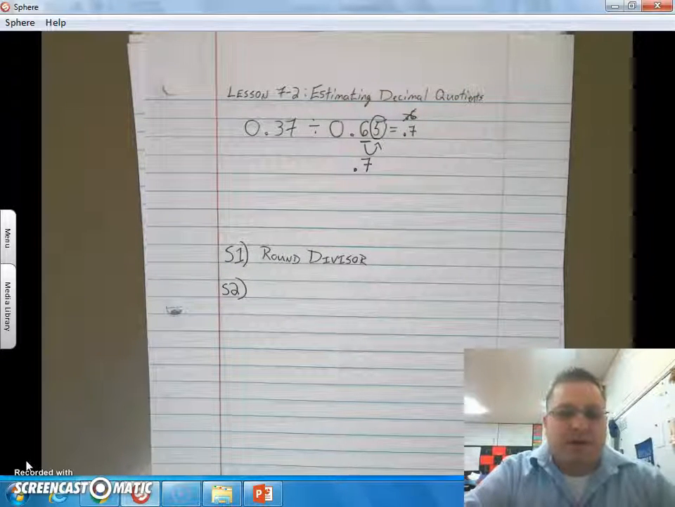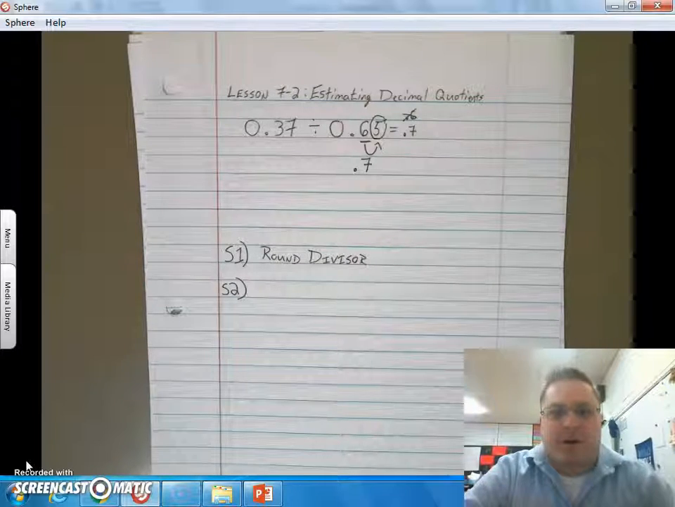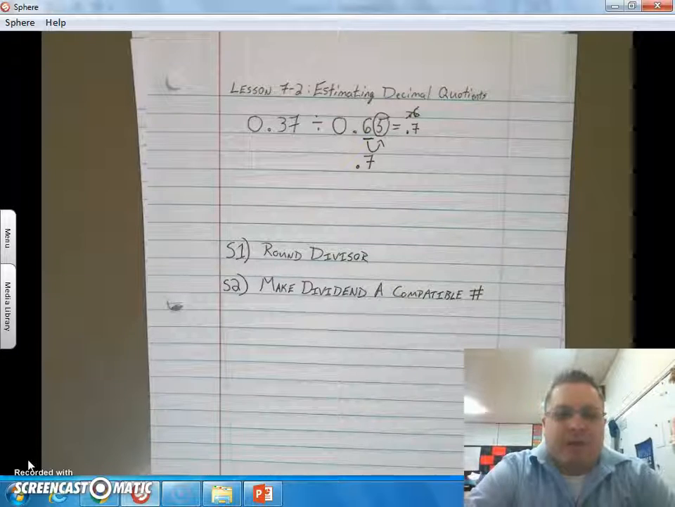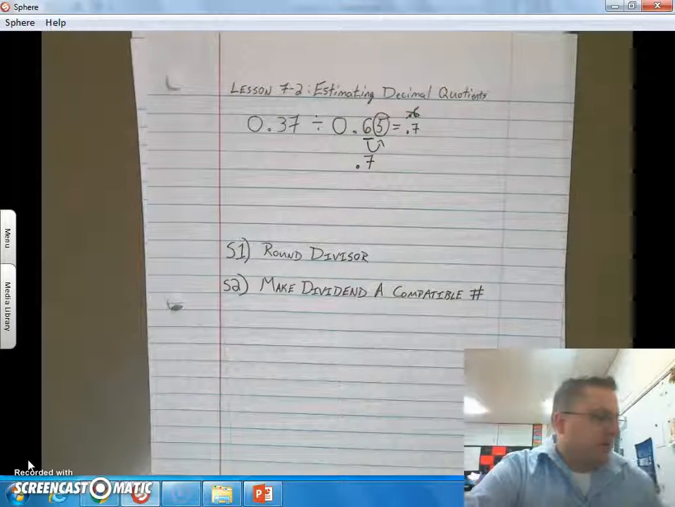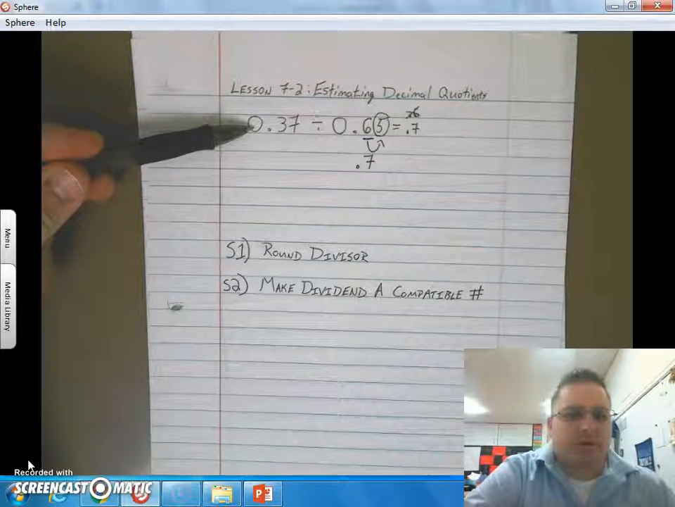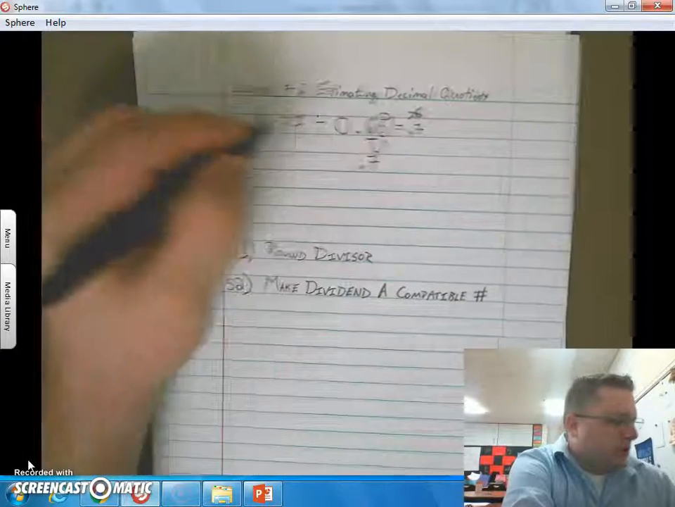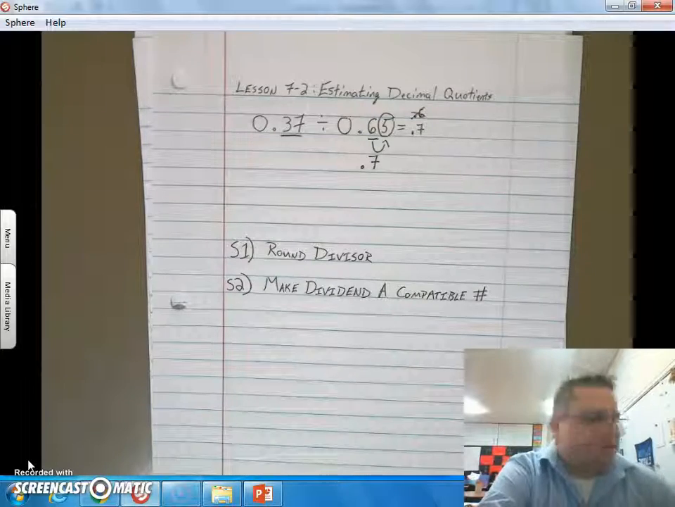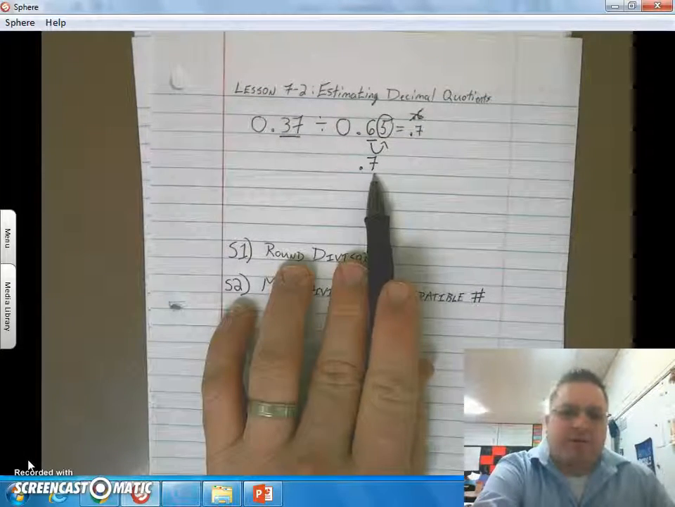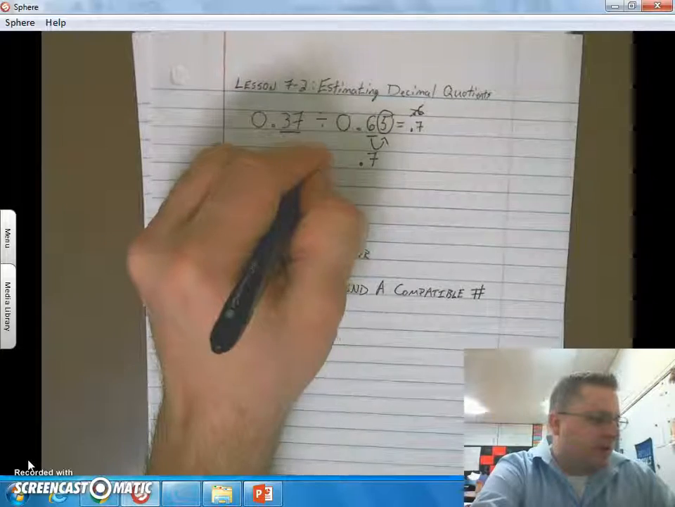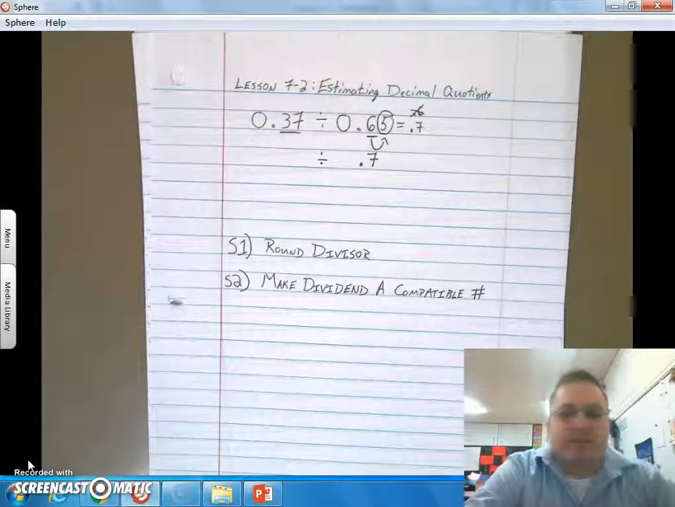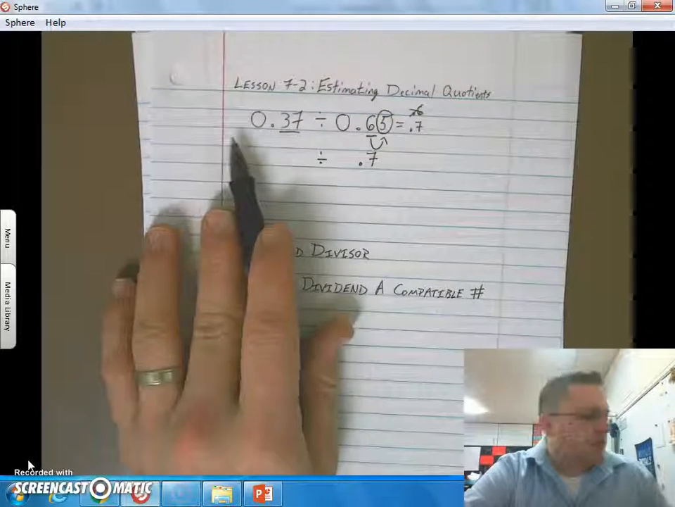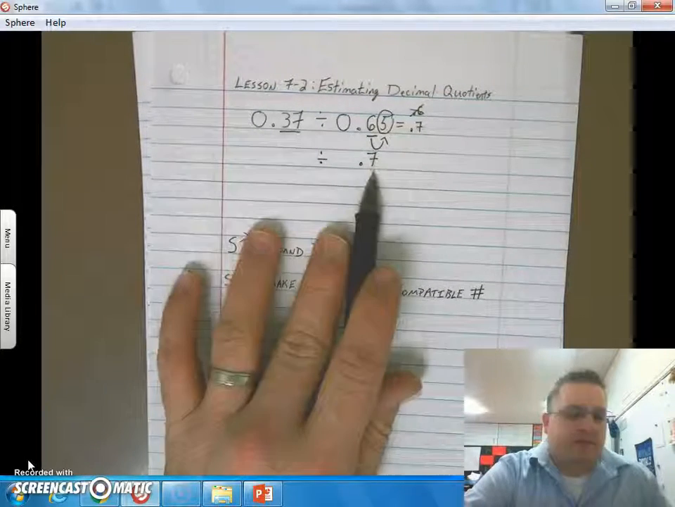I'm going to hit pause real quick so I can write it without you seeing my hand. Okay, so I've written down make dividend a compatible number. What we mean by that is, here's my dividend 0.37. So I'm going to look at the number 37, and I want to make it compatible with the number 7, which I've already estimated into my divisor. So I asked myself, is 37 a multiple of 7?